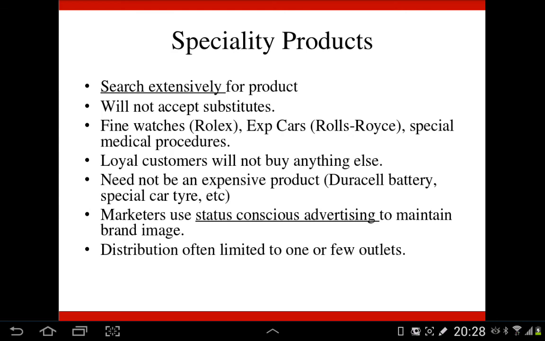And usually the distribution is not very wide. It's very limited, only to a few stores or outlets. Some medical procedures can only be done in certain countries, at certain hospitals, by specific surgeons. And you don't just find a Rolex watch in every shop, now do you? Or a Maserati for that matter. You need to go to the specific store that sells them. And branding and image, as I said, is very important for specialty products.